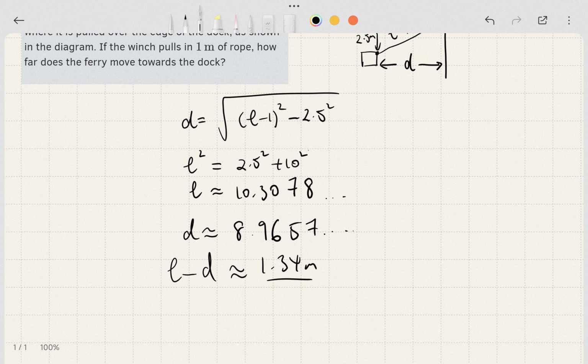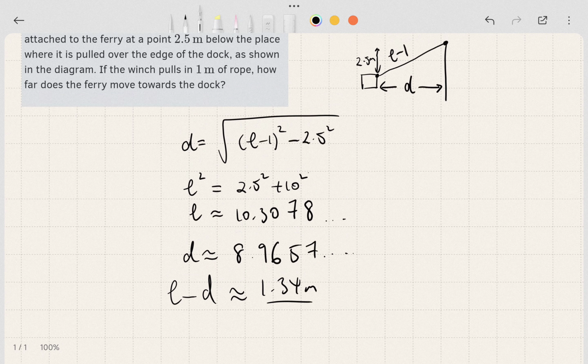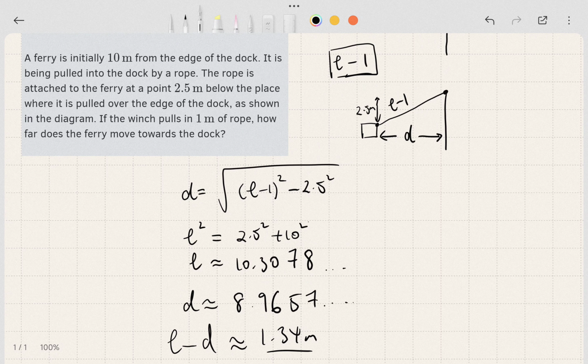Let's check the answer of the question. Checking the answer, we don't have 1.34 meters, so there is something wrong in this question that we haven't yet discussed.